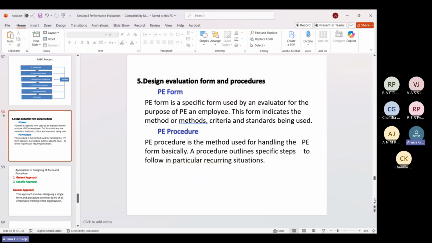So the fifth step is to design the evaluation form and procedure based on the type or method of evaluation. You have to design the form, right? In the case of graphic rating scales, you understand that, you can use a tabular form. The procedure is the method used for handling the performance evaluation using the form. A procedure outlines specific steps to follow in a particular recurrent situation, right? So what are the things you have to do? Are you supposed to select a particular alternative? Or are you supposed to give some ratings?